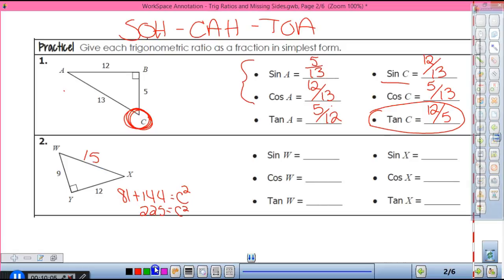Alright, so we're using sine. We're using W right now. Sine is opposite over hypotenuse, over 15. Is that in those terms? Yeah. No, divide the top and the bottom by 5. Divide the top and the bottom by 3, and I get 4/5.